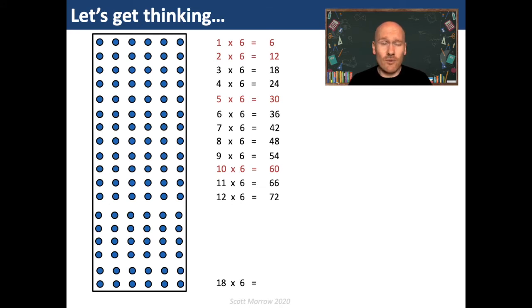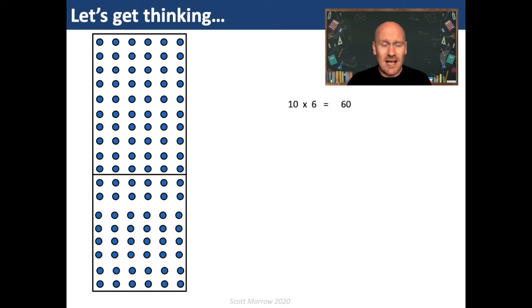Now, there's lots of ways we can do this. We could split it into 9 rows and 9 rows. We could split it into 12 rows and 6 rows. But I'm going to go with 10 rows to begin with because I know that's 60. And then another 8 rows of 6. I know that's 48. And when I add those together, I get 108. So 18 times 6 is just 10 lots of 6 plus 8 lots of 6, which gives us 108.